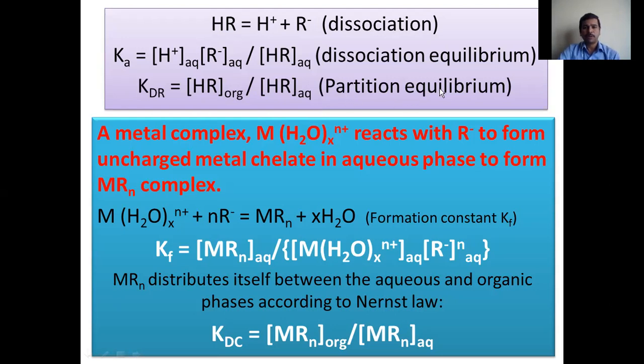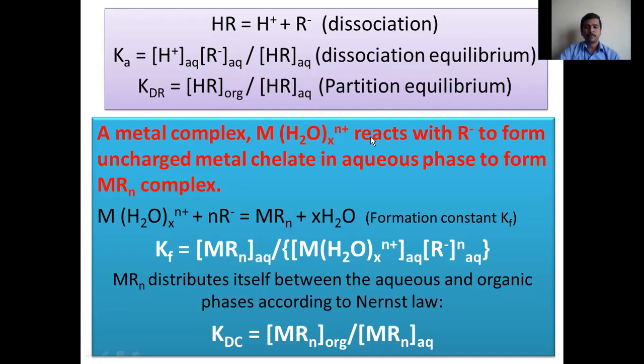So this is according to the partition equilibrium principle. Let me assume we are interested in extracting this metal hydrated complex, M(H2O)x^n+. Here n+ is the charge, and x indicates the number of water molecules coordinated with the metal to form this complex. So the metal complex M(H2O)x^n+ has to be converted into an uncharged metal chelate, and that has to be extracted into the organic layer.